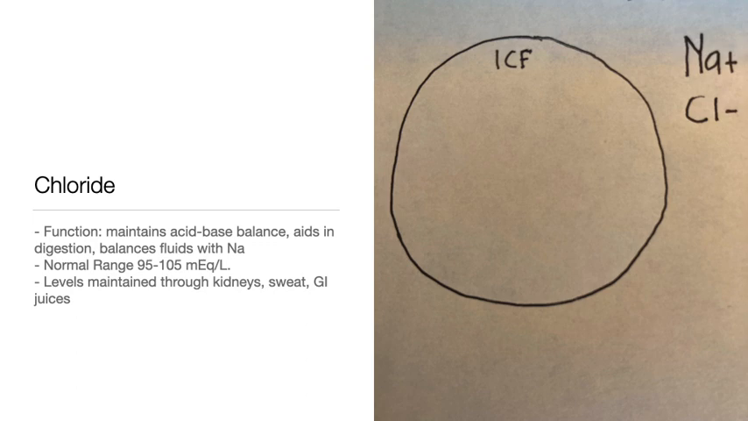Chloride's main function is to maintain the acid-base balance, so it's a negatively charged ion. It aids with digestion and balances fluids. When we think of sodium, what do we think of? Sodium chloride. Good old normal saline. The normal range for chloride is about 95 to 105 milliequivalents per liter, and these levels are maintained through our kidneys, through sweat, and again with those GI juices.